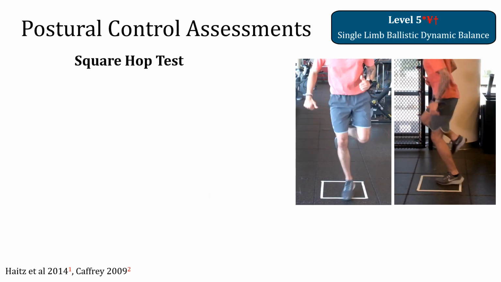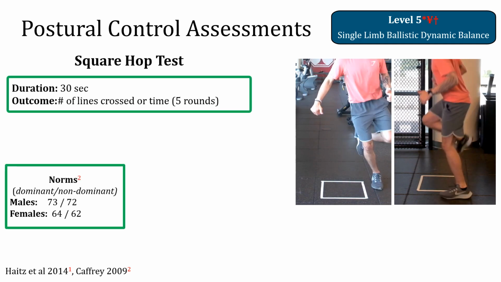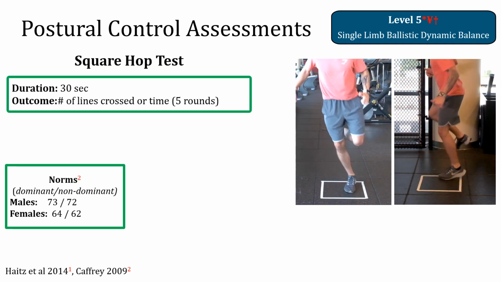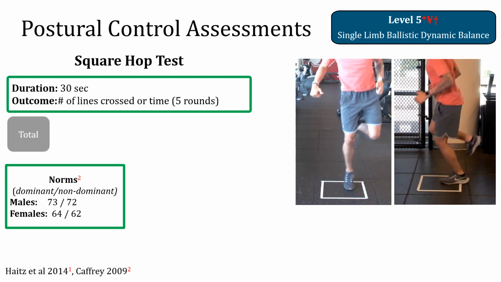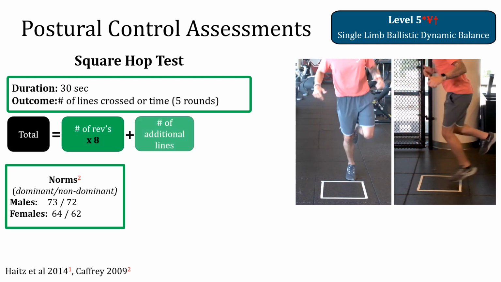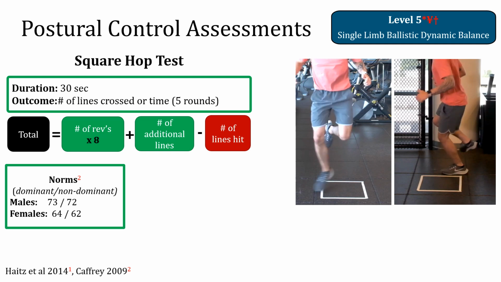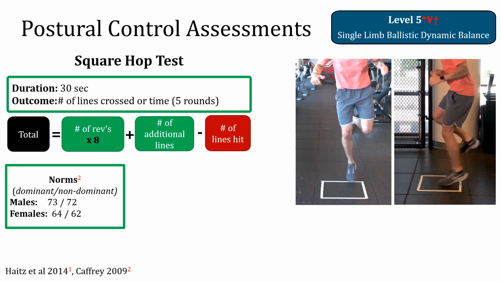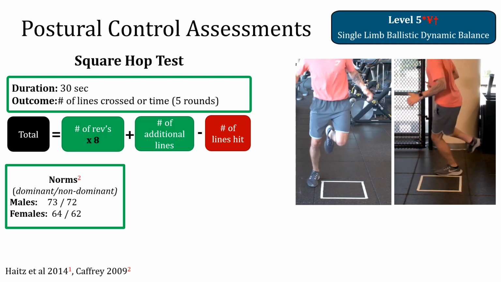All right, and then another inspiration for up and coming tests. So the square hop test has previously been standardized, particularly within those individuals that have chronic ankle instability, right? And you get 30 seconds or the number of lines crossed. You could also just do it for time for doing 5 revolutions, and that's the number.